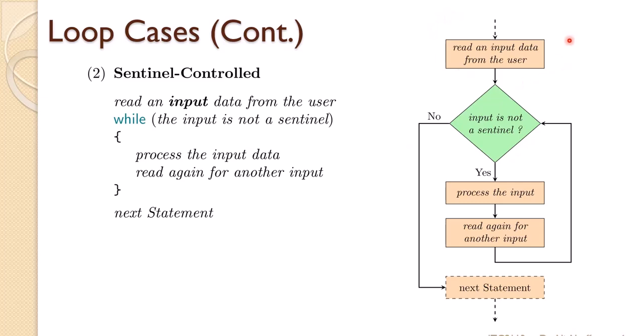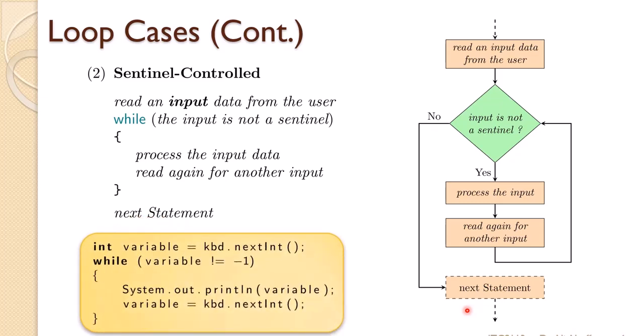You read from the user, you check for the sentinel. If it is not the one we are looking for, then we process the input, and then we read the next number. If this next number is not the one we are looking for to stop the loop, then again we process it and read the next one, until the last one we read is the sentinel, then we go out of the loop. Here is an example, and I don't want to go over it by talking. Let me show you how it works on JGrasp.